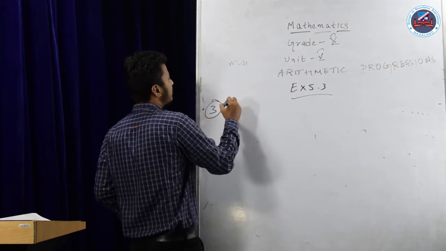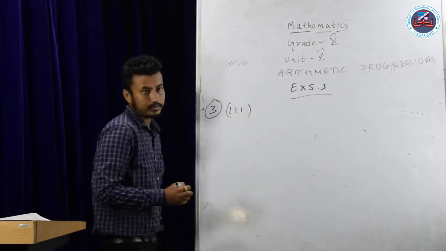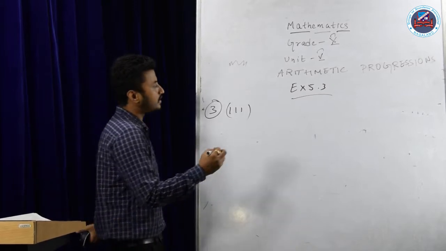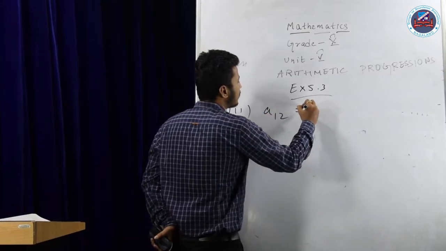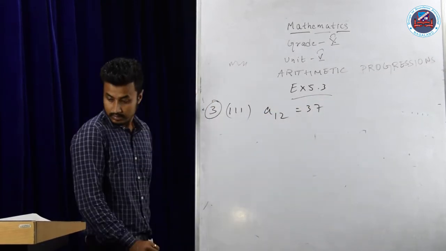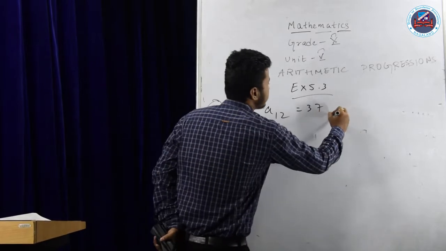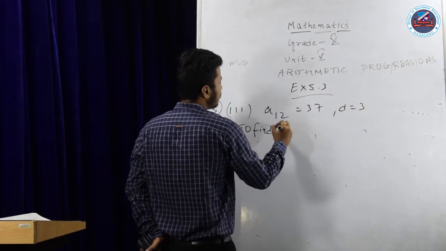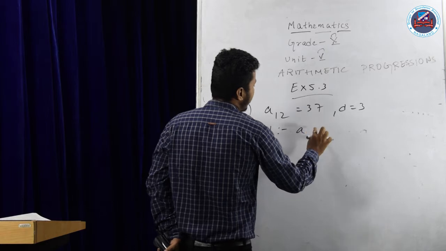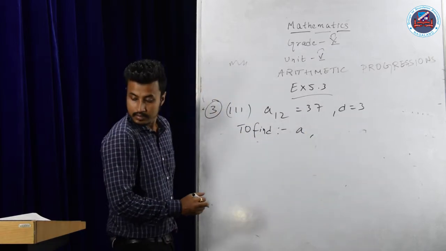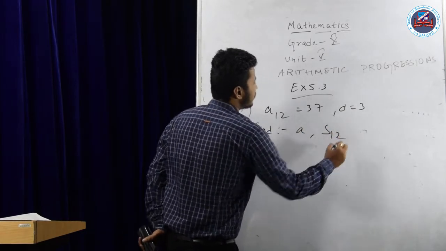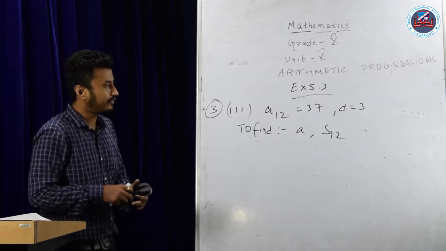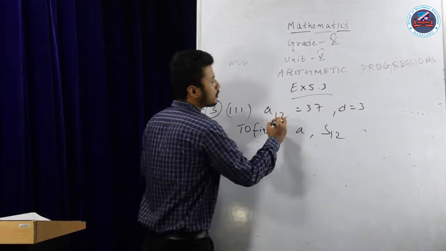Question number 3, part 3. In this question, they have given that the 12th term is 37. The common difference is 3. So what do you have to find here? I have to find A and I have to find sum of 12 terms. Guys, is it tough? No, it's not tough. It's very simple. How will I proceed?